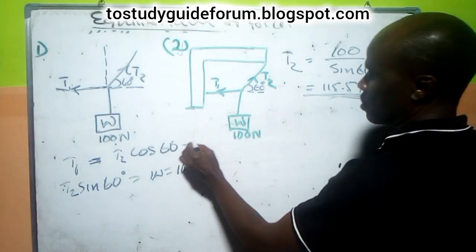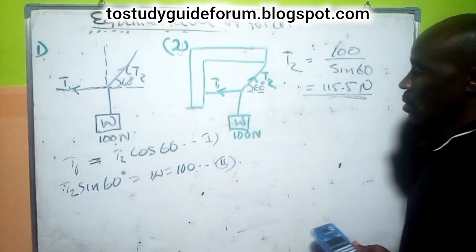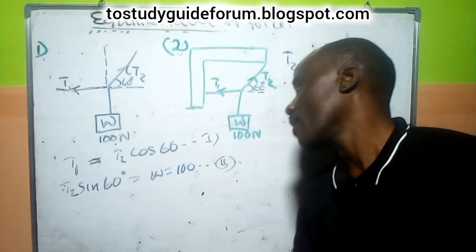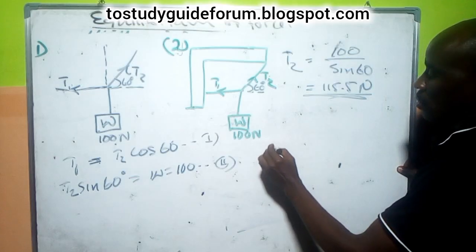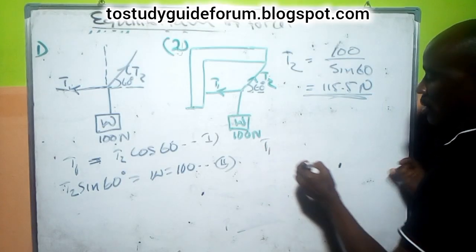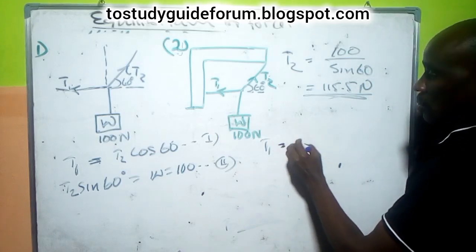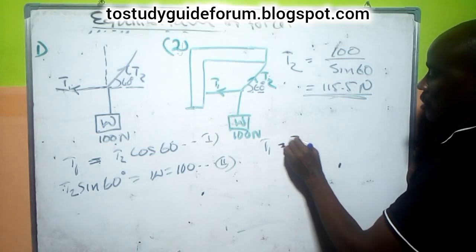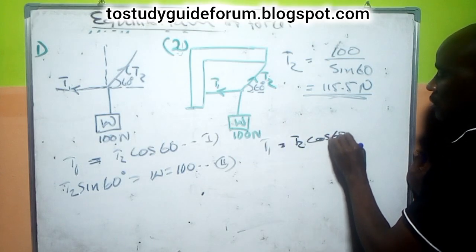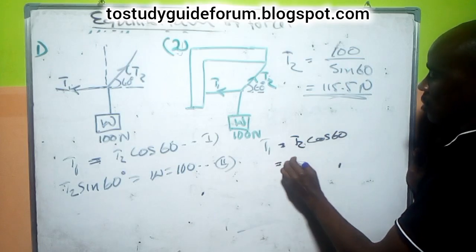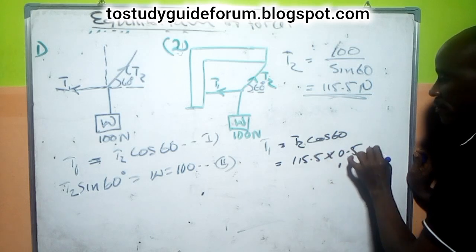Now this is our equation 1, and this other one is our equation 2. So coming to equation 1, now we have T2, so we can substitute it for T2 in this first equation. So we have T1 is equal to T2 cos 60. So our T2 is now 115.5. Cos 60 will be 0.5.